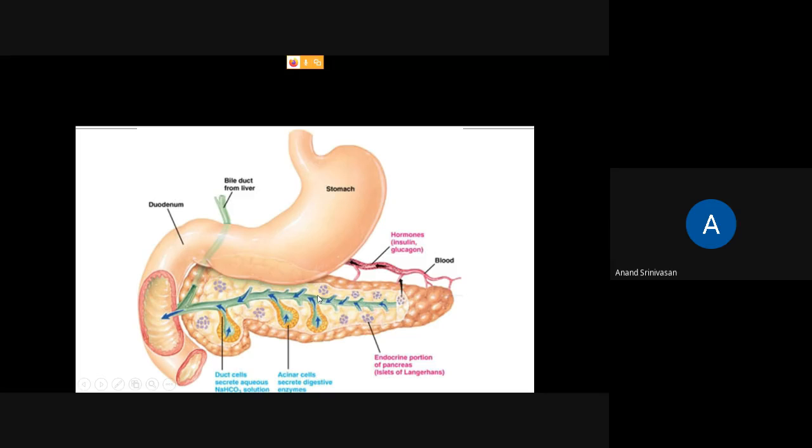Islets of Langerhans contain alpha, beta, and delta cells, and they are the ones which secrete insulin and other hormones. The secretion from these goes directly into the bloodstream.